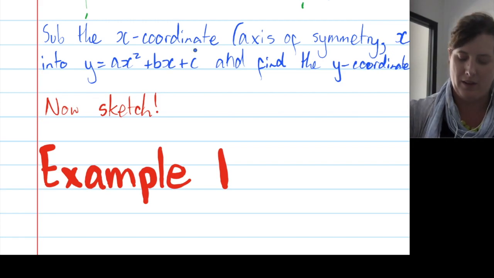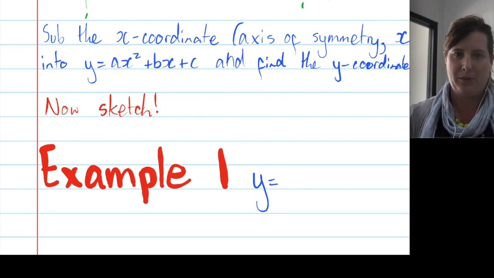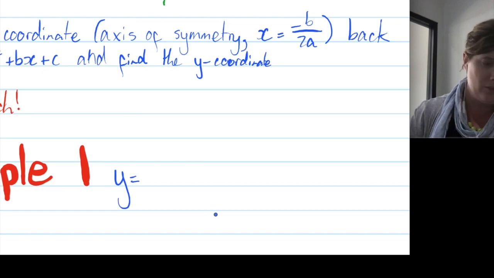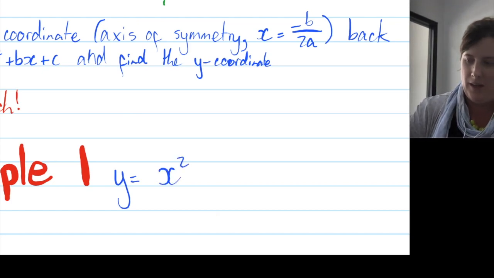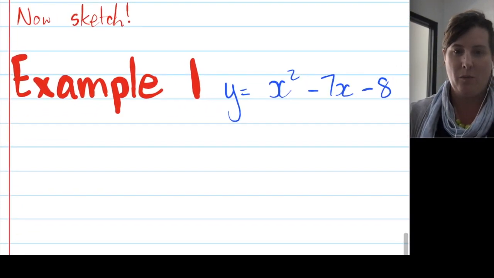We're going to sketch the quadratic. I've got to make one up. Y equals, really doesn't matter how complicated I make this, so why am I overthinking it? X squared, take 7x, take 8. So we've got the quadratic y equals x squared, take 7x, take 8. And we're trying to sketch it.